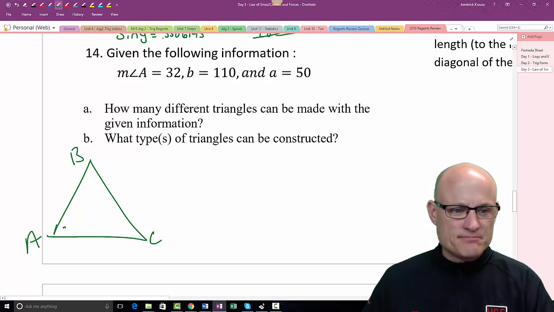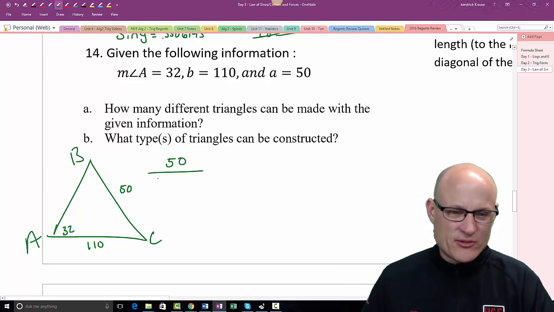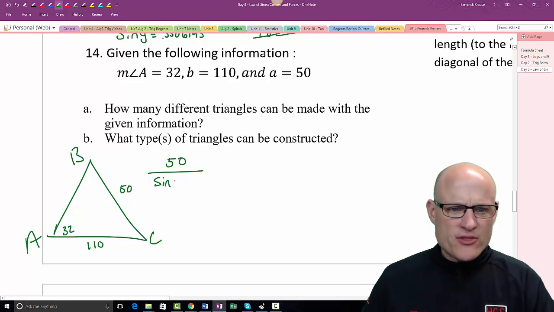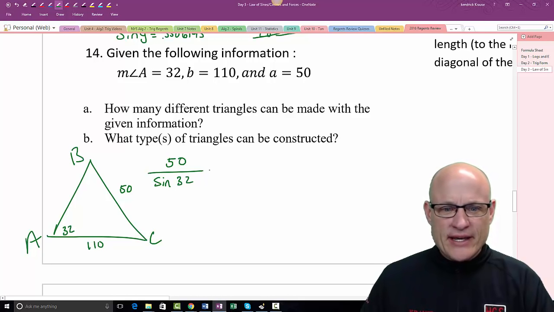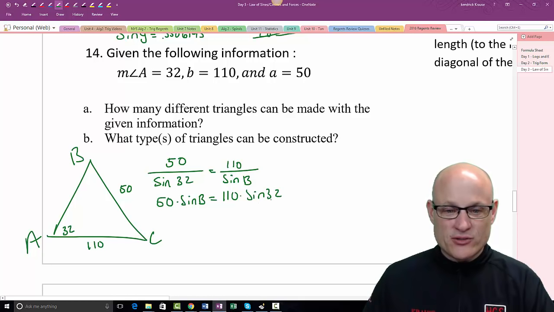If you've got time, stop. Try it on your own. A is 50, and the other side is 110. Anytime you're asking how many triangles, it's probably the law of sines. So 50 over the sine of 32 is equal to 110 over the sine of B, because we're going to look for B. So 50 times the sine of B is equal to 110 times the sine of 32.